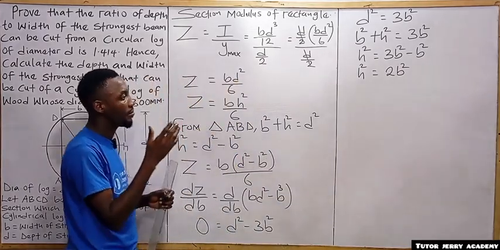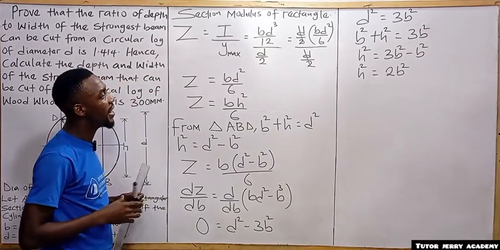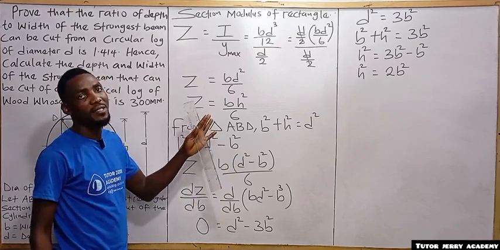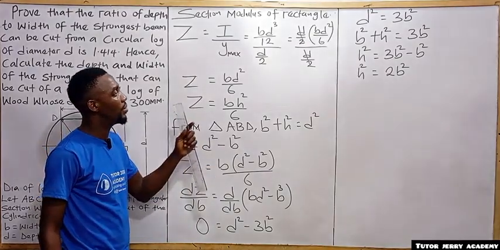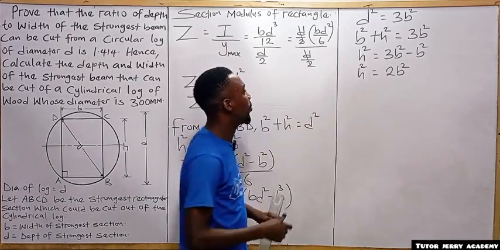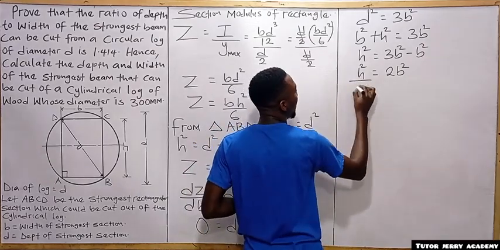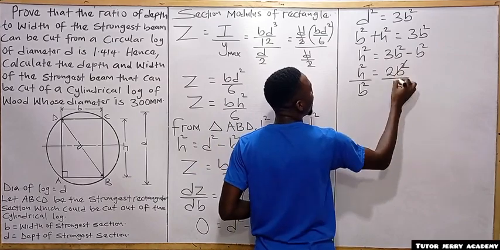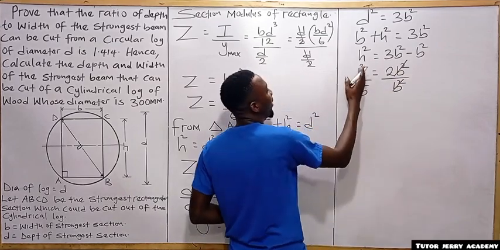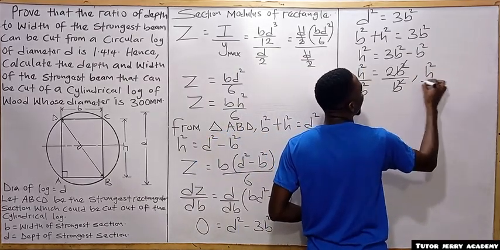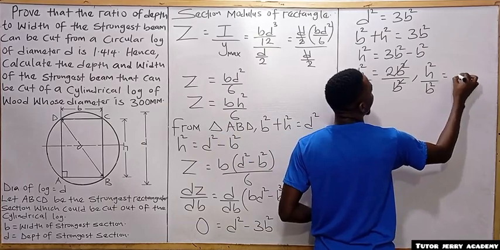So if we divide both sides by b squared, what are we going to have? b squared will go with b squared, and don't forget, we are going to be left with what here? I'm going to be left with h squared all over b squared to be equal to what?